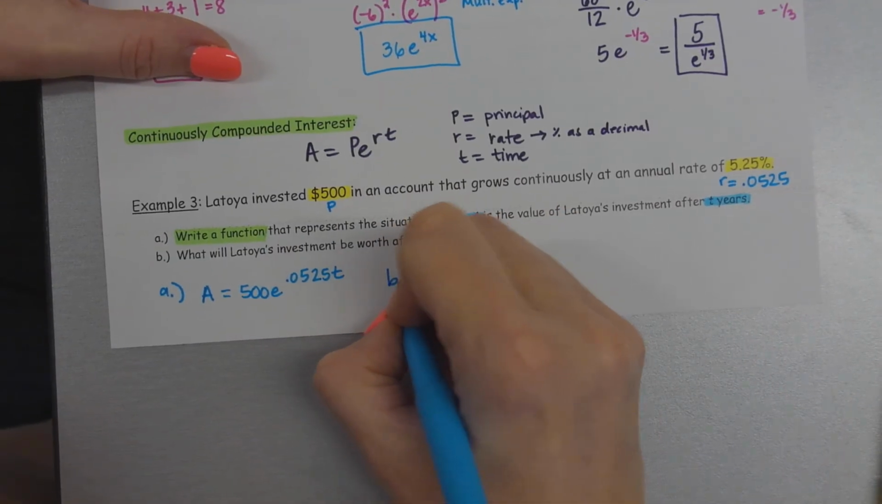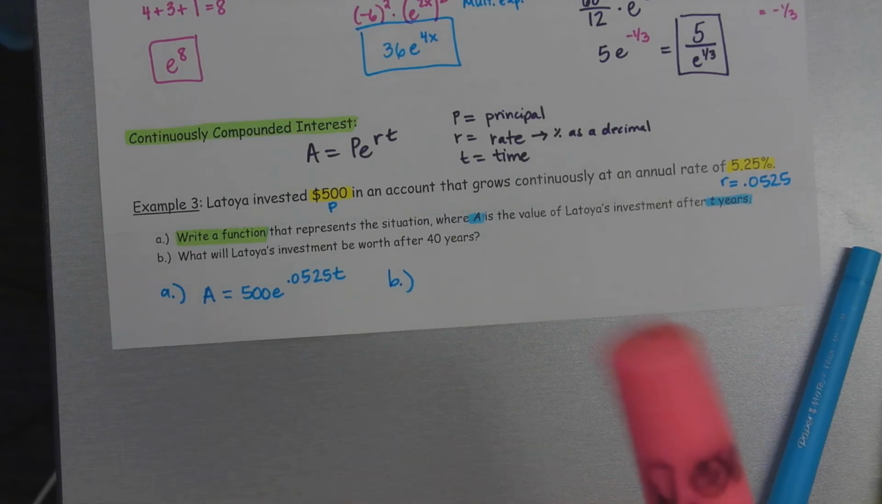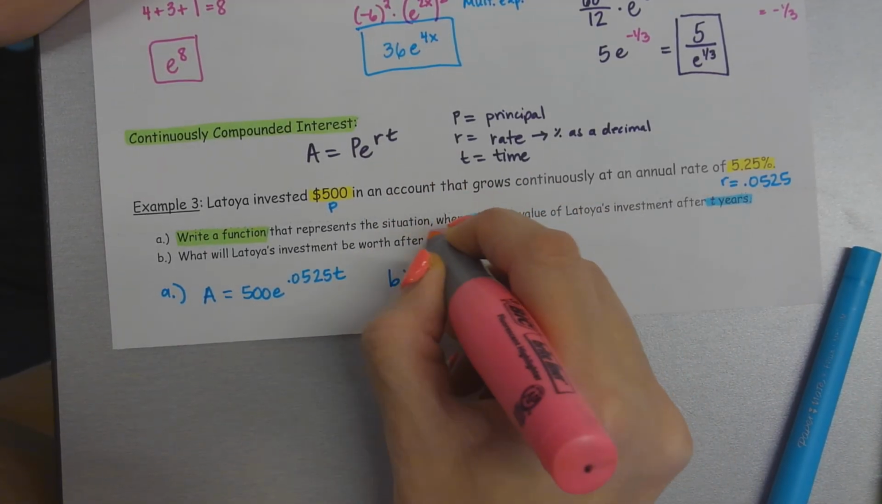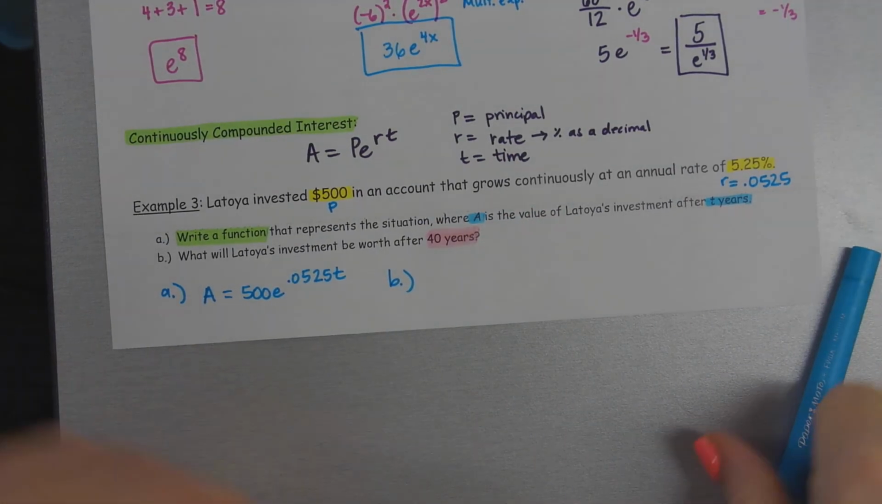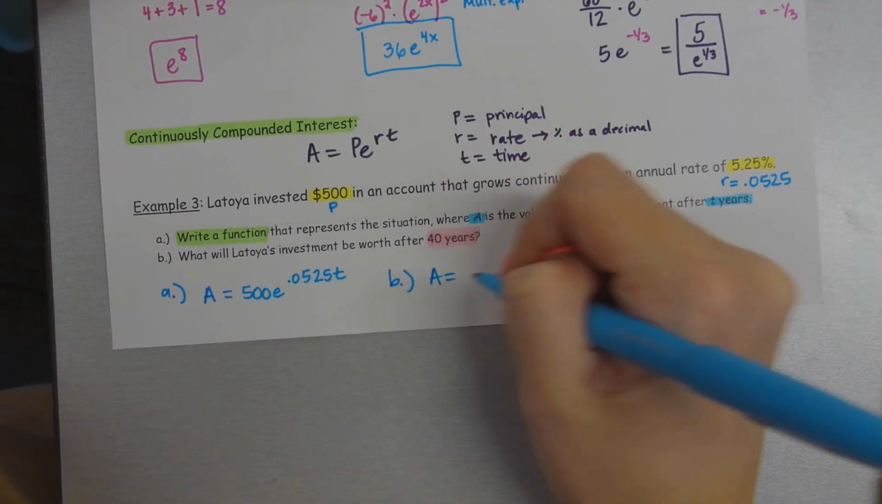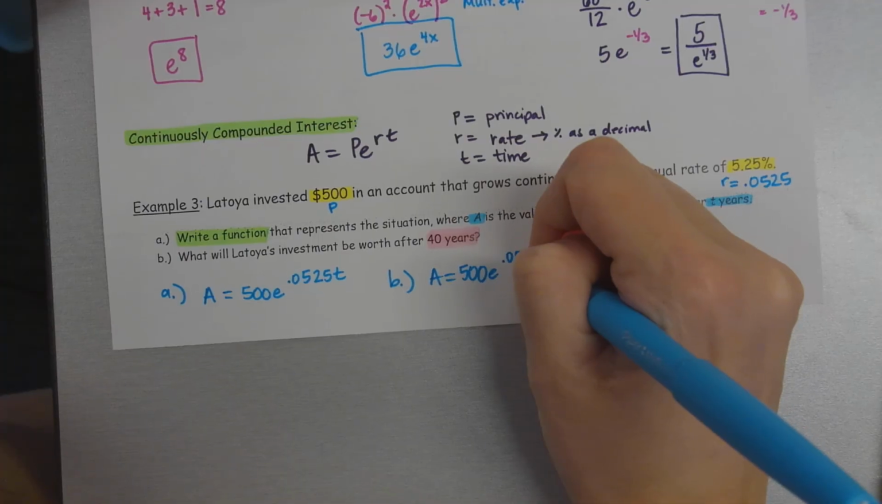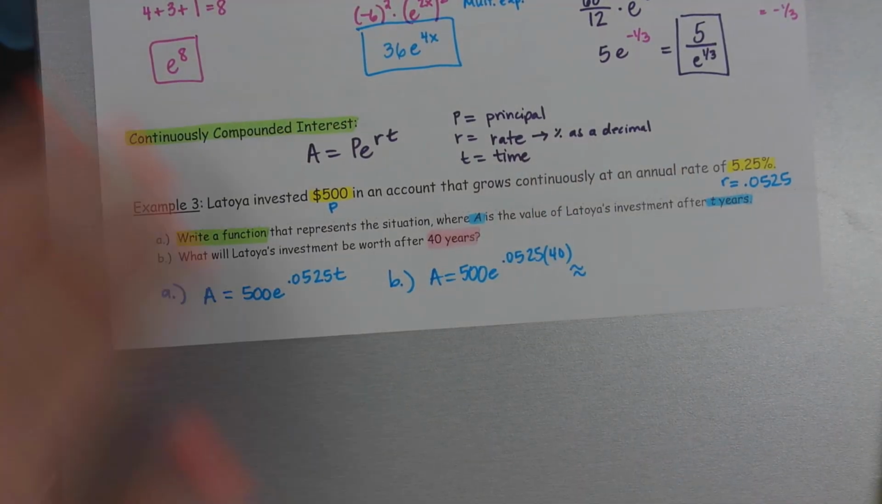Okay, and then for part B, it's saying what is her investment after 40 years? Okay, so Nolan, how are we going to tackle that question? What are we going to do? Yeah, we're just going to put 40 in for T, so we're going to do A equals 500e^(0.0525 × 40). Okay, now this is money.